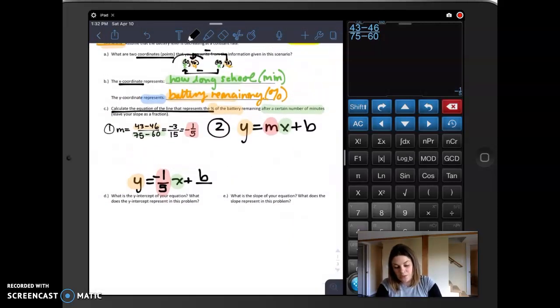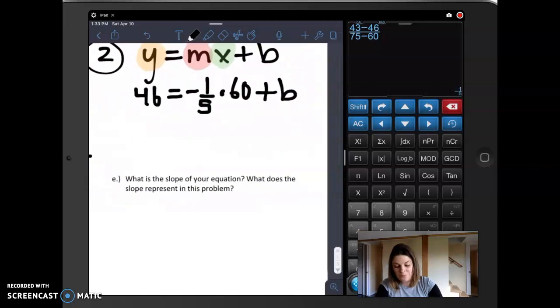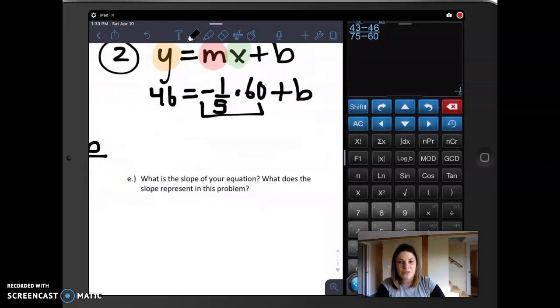I always use this first point for my x and the y. So the y is 46. The m is -1/5. The x is 60. Remember, if you have 2 letters next to each other, they're multiplying. And then our b is what we're solving for, so we just write plus b. Okay, multiplying these two things together, 46 is equal to -12. Again, if fractions are not your friend, that's all right. We're going to use our calculator. Remember, we can put fractions on our calculator, 1/5 times 60, and we get -12.